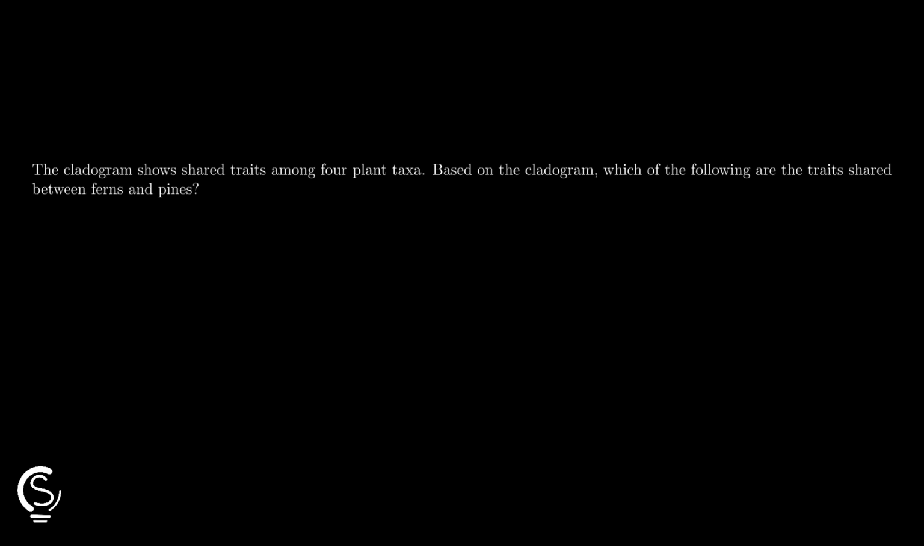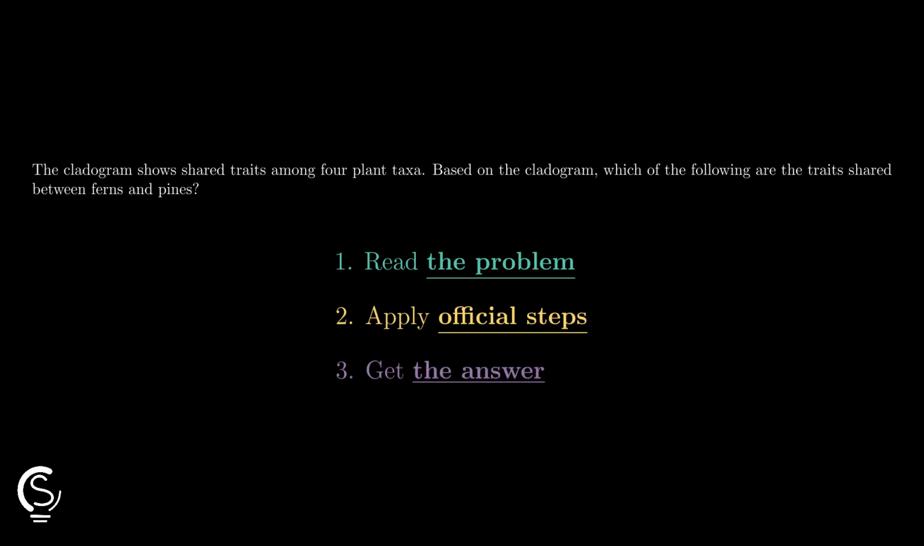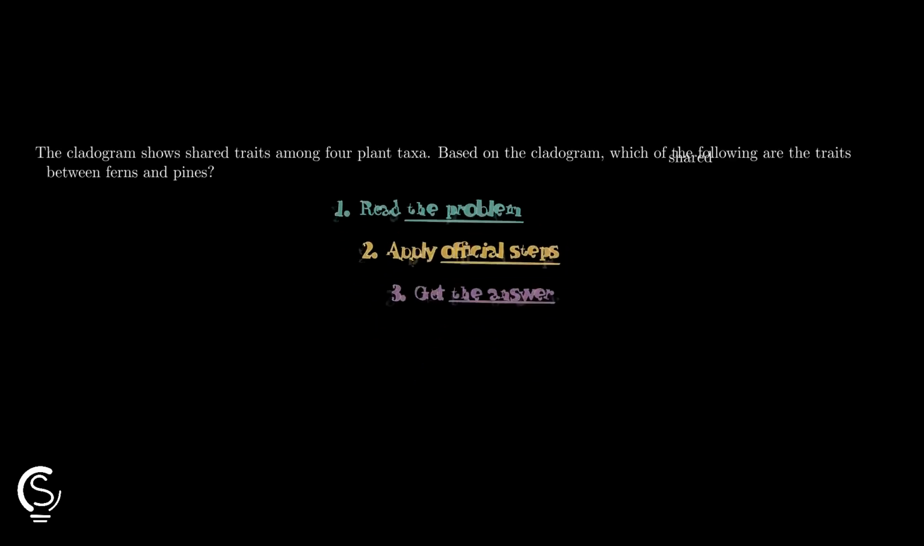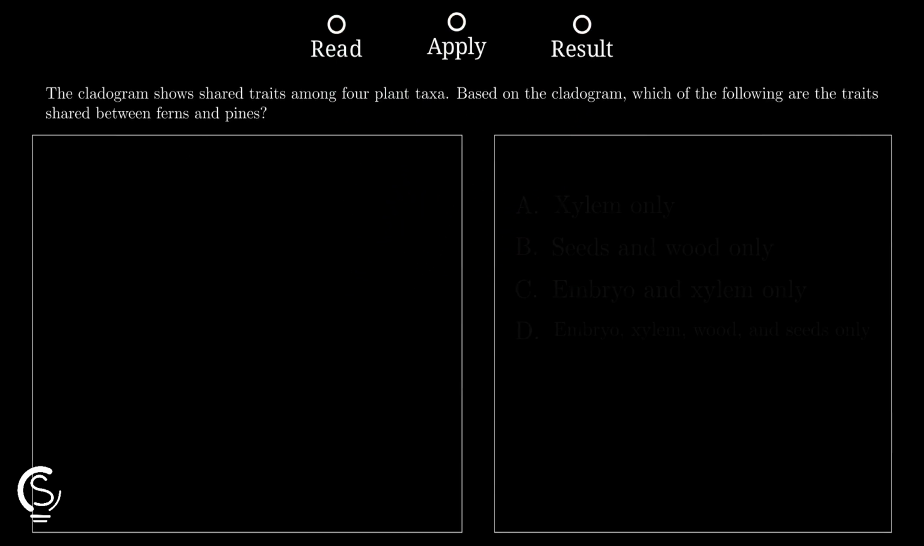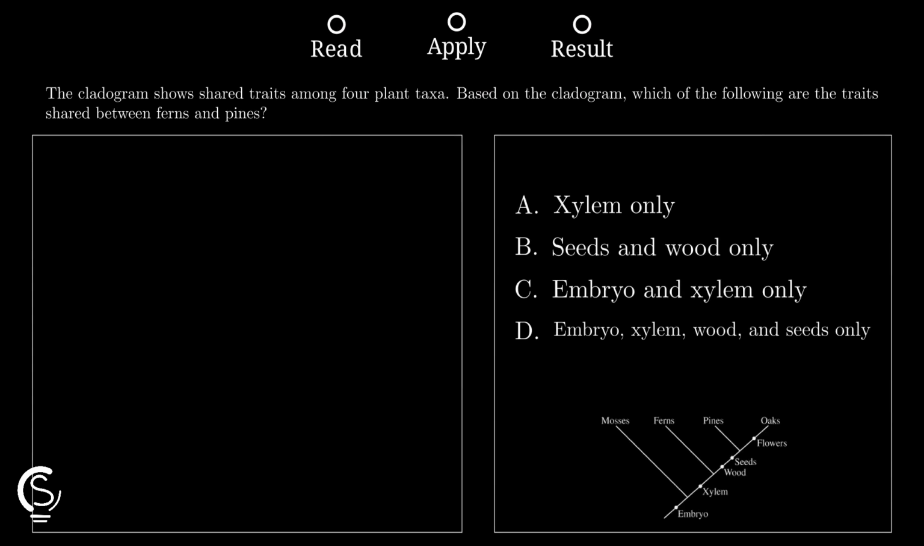Cladograms get easy fast when you track shared traits at each branch, because this one is really asking what ferns and pines inherited together. In a cladogram, two groups share every trait that appears before their line splits. So first look for the branch point connecting ferns and pines, then trace backward together.